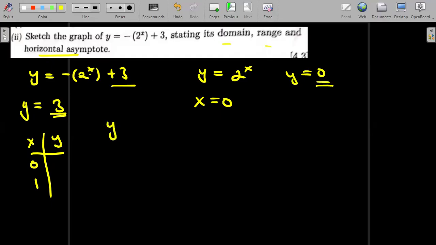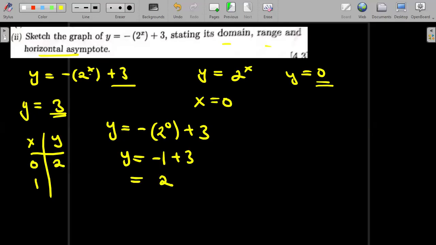So y minus negative there. So when x is 0, that will be raised to the power 0 plus 3. And you get y equal to, that will give you 1. Anything raised to the power 0 is 1. And you get negative 1 plus 3. And that is going to be equal to 2. So when x is 0, y is 2.